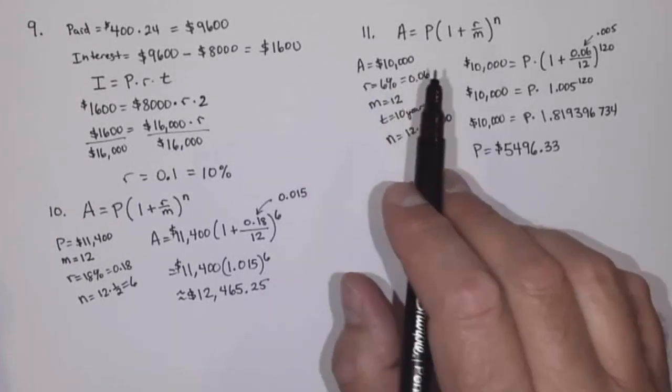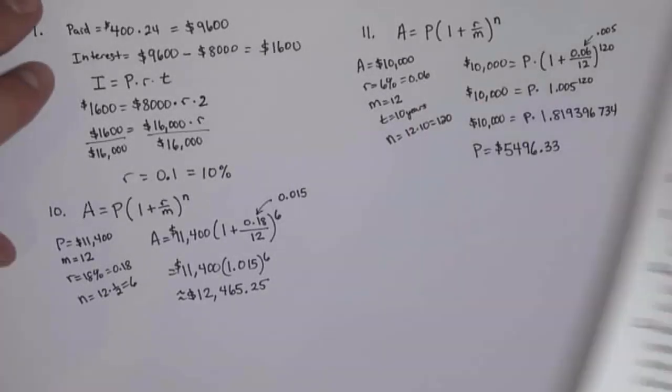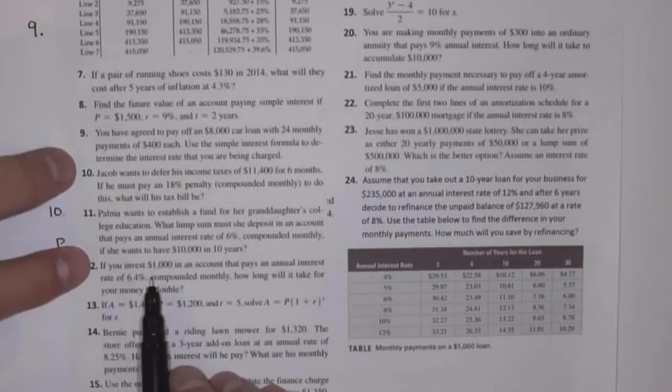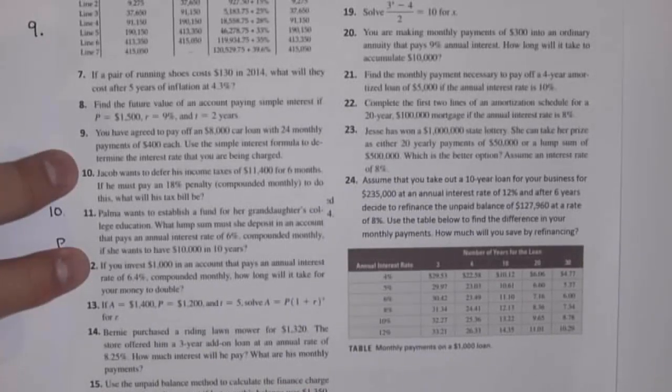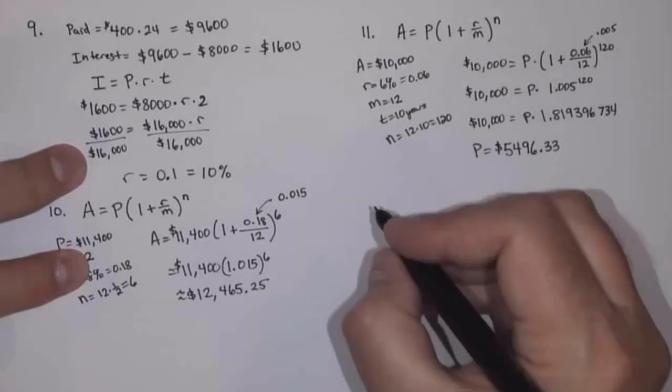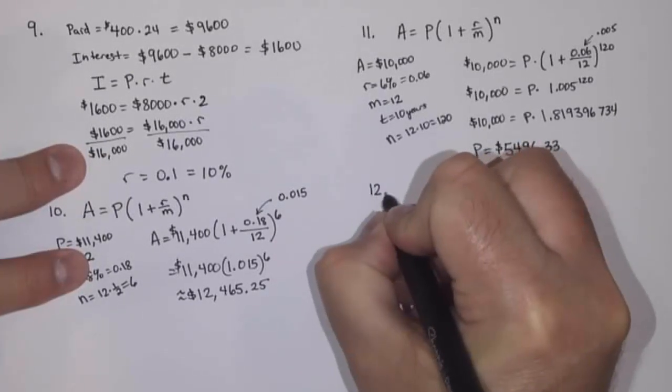Number 12. If you invest $1,000 in an account that pays an annual interest rate of 6.4% compounded monthly, how long will it take for your money to double? Well, number 12.